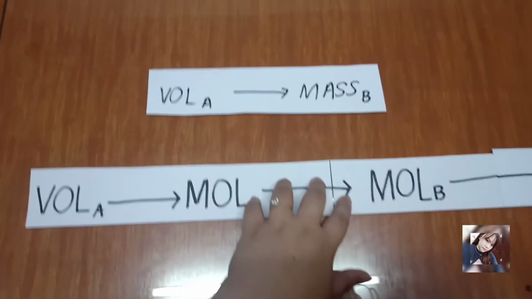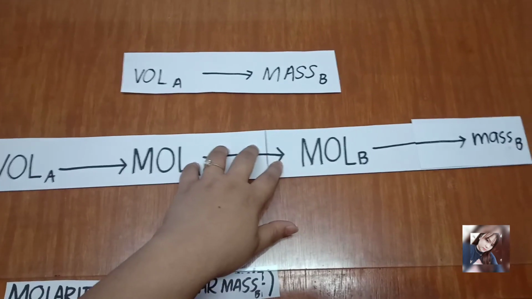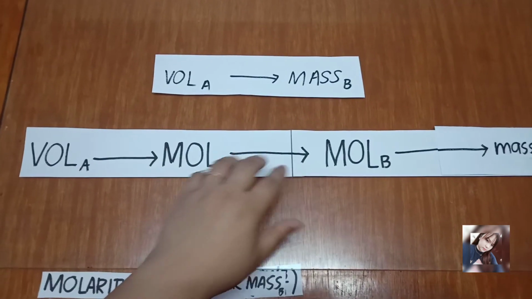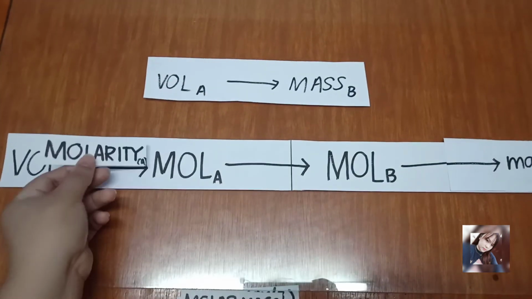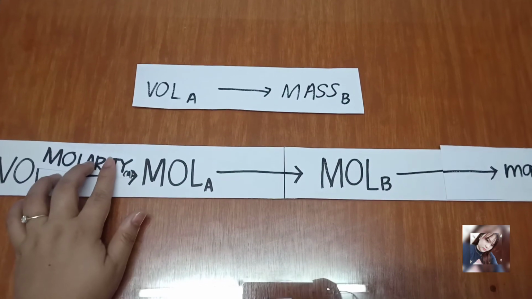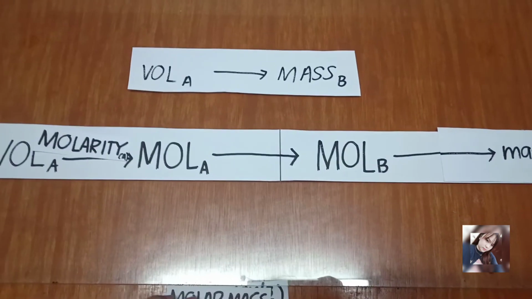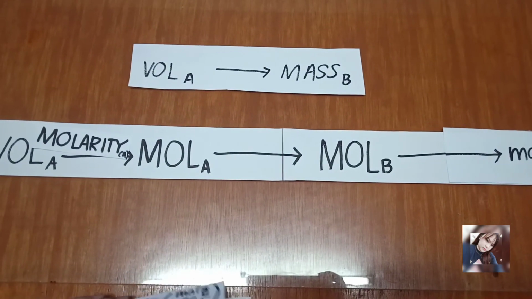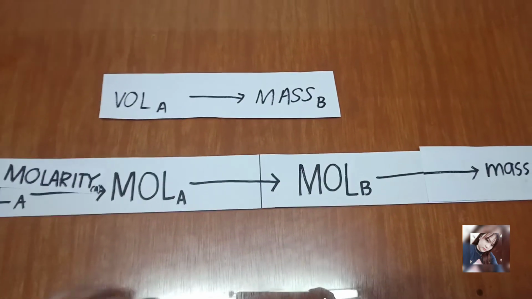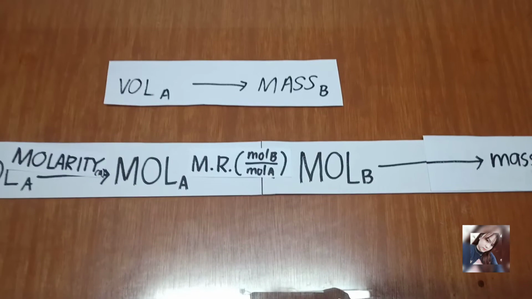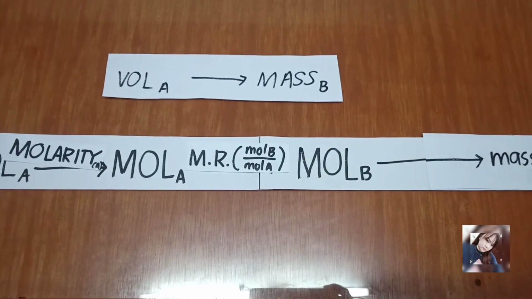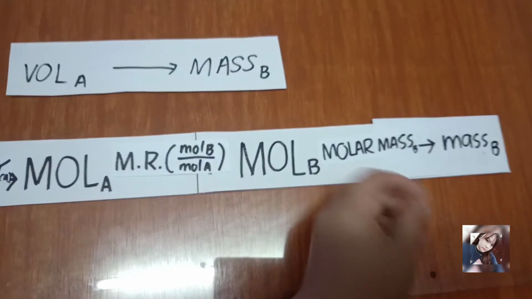The next conversion that we have is the volume to mass conversion. In volume to mass conversion, it will be expanded to this equation, wherein the volume of the given substance will be converted to the mole using the molarity, and the mole of that given substance will be converted to the mole of the other substance using the mole ratio from the given equation, and the mole of that unknown substance will be converted to the mass using the molar mass.